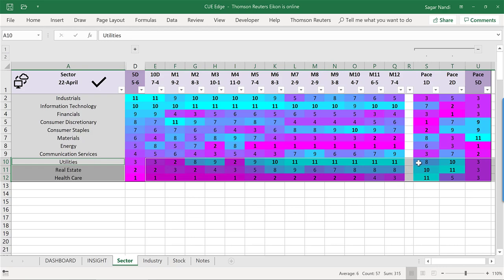They are the weakest. However, if you look at the pace 1 day column, these three sectors are the most accelerating sectors. Using that real-time insight on Friday, you could book profit in some of the short trades you had in healthcare, for example, and also start to look for buying opportunities there.